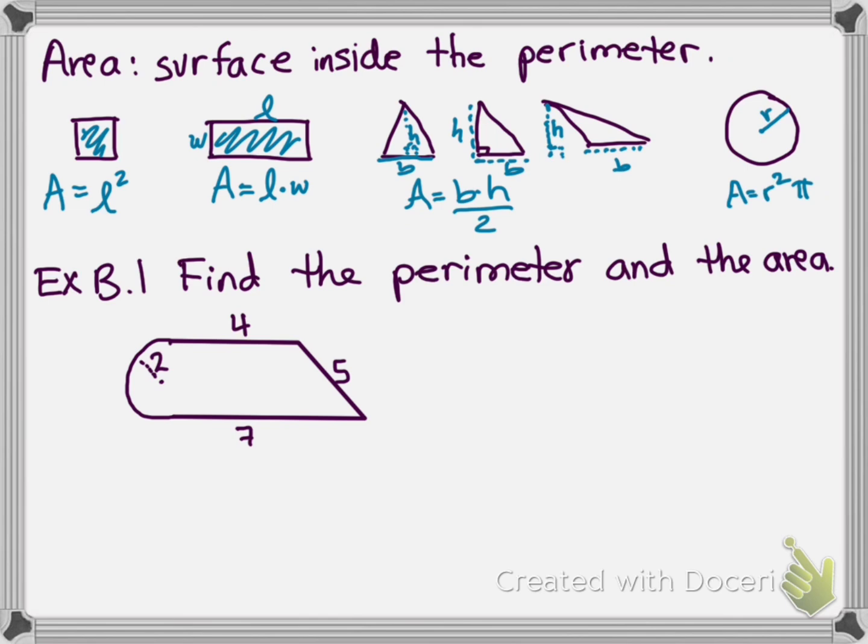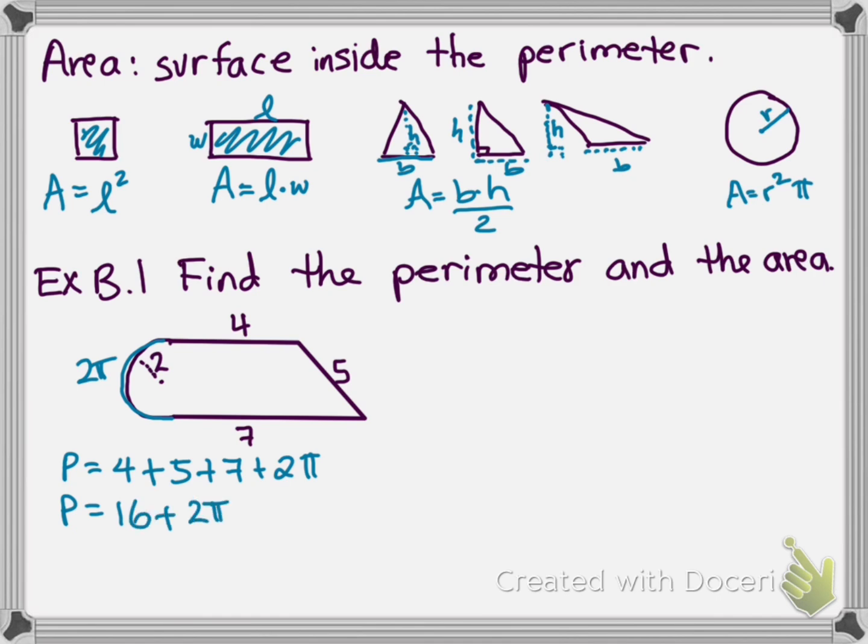It says find the perimeter and the area. So for the perimeter, we have to add all of the straight sides. So in this case, it will be 4 plus 5 plus 7. But then we also have to find the measurement of this semicircle, or that curve there. And that's very easy. It's just the radius times pi. Radius, which in this case is 2 times pi. So I'm going to put 7 plus 2 pi. And the exact answer is going to be 16 plus 2 pi.